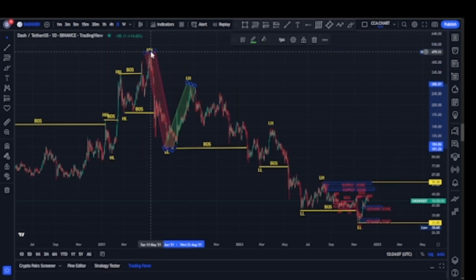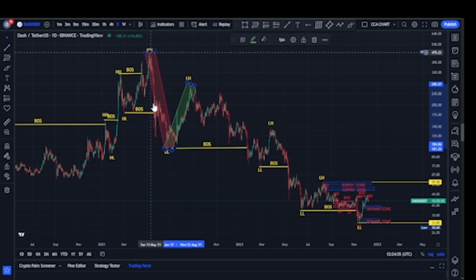Sure, we got a pullback, but the bears took price from that $486, broke more structure to the downside, and took price back to about $101. We're expecting a pullback. Sure, we got the pullback. Bears took price from that $101, pushed price back up to about $284. And guys, we should expect more break of structure to the downside.